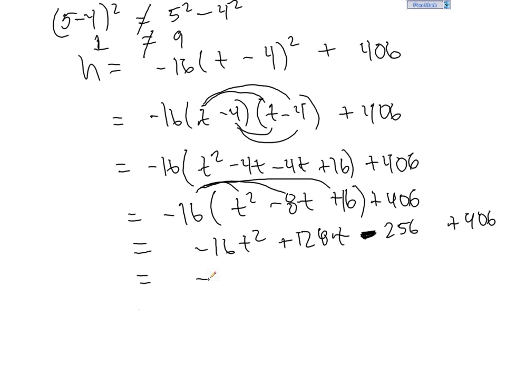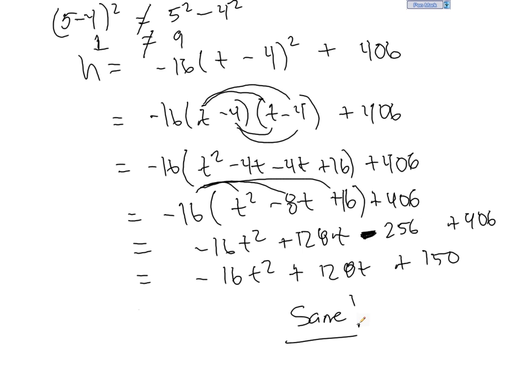And that gives me negative 16t squared plus 128t plus 150, which is exactly the same as what I started with. So that proves that the vertex form is identical. It's just the difference between a potato and a French fry. They're both still the same thing, but they're in different forms.